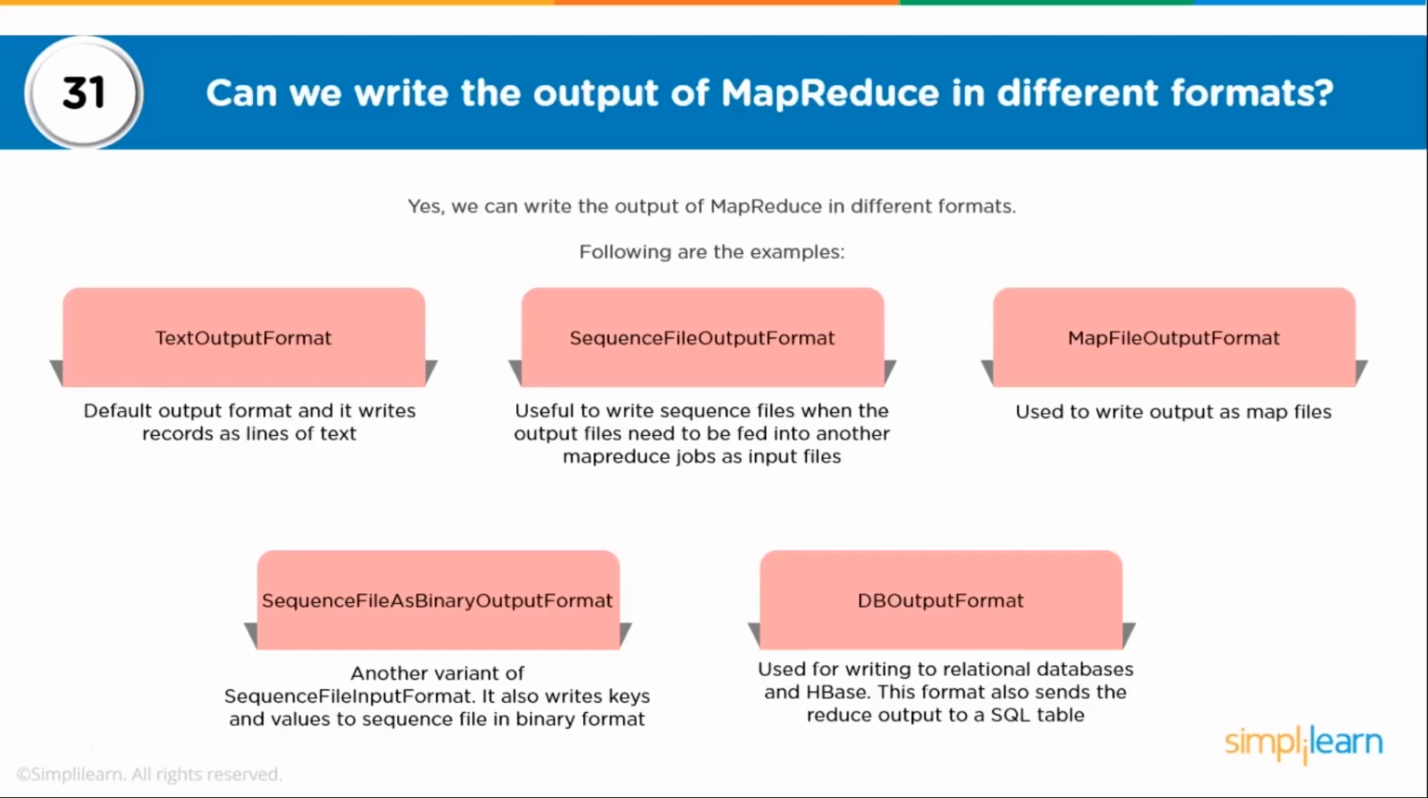You could go for a map file output format to write output as map files. You could go for a sequence file as a binary output format. That's again a variant of your sequence file input format. It basically writes keys and values to a sequence file. When we talk about binary format, we are talking about a non-human readable format. DB output format is used when you would want to write data to, say, relational databases or NoSQL databases such as HBase. This format also sends the reduce output to a SQL table.